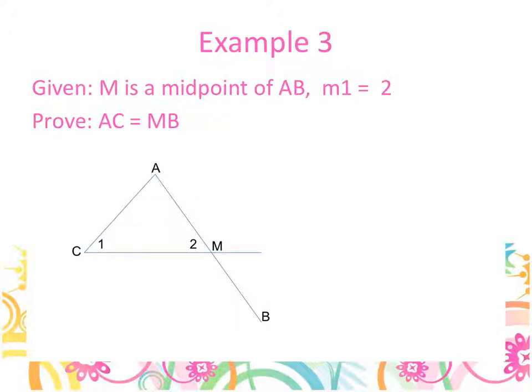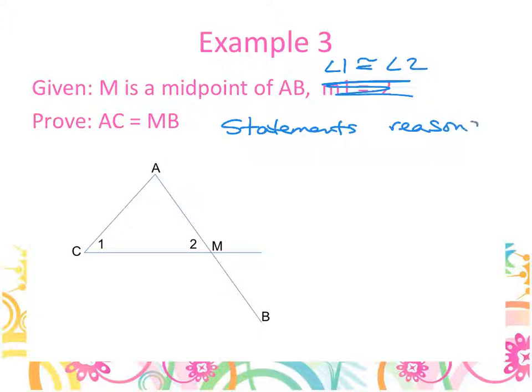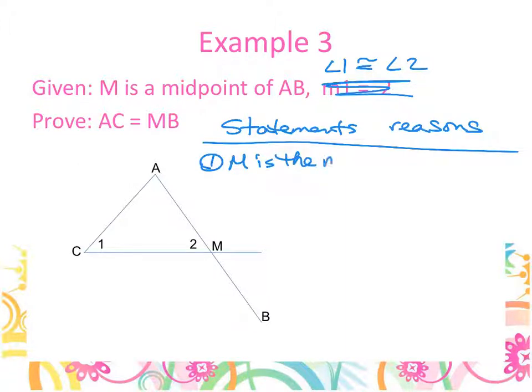All right, so for example 3, let's fill in. Now, I'm going to change this given here. This should really stay angle 1 is congruent to angle 2. So just fix that up. So statements and reasons. Let me state my given. M is the midpoint of AB and angle 1 congruent to angle 2. That's my given. So let me add that in here.